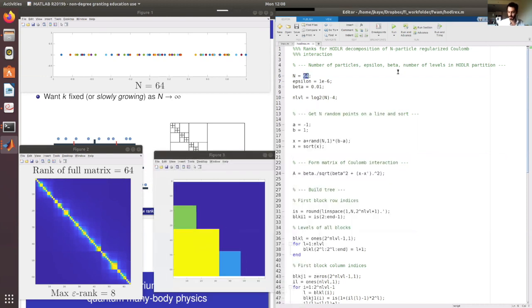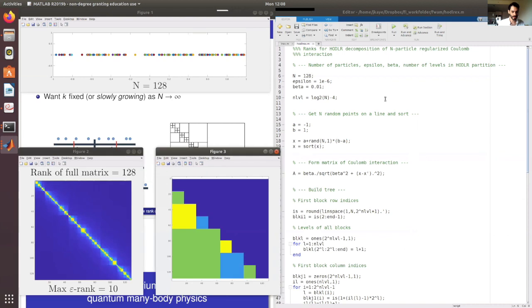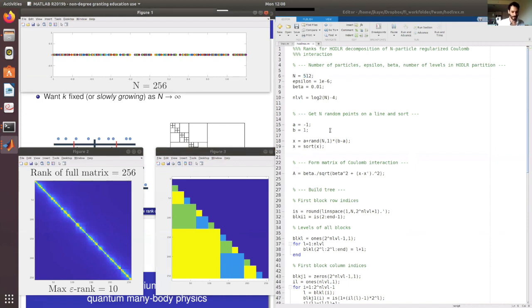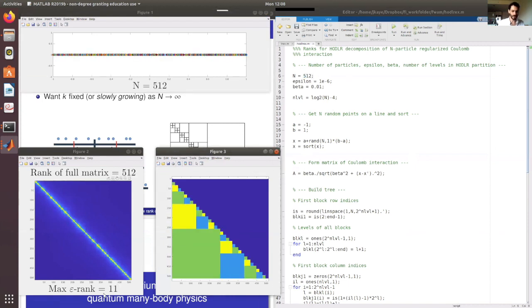So now let's go to 128 particles. Now we've increased the epsilon rank only to 10. Here's the partition. Let's keep doubling. Okay, they're random particles, so the epsilon rank went back down to 8. Let's try again. Okay, it's 10. Matrix is still full rank. Go to 512. We go to 11. Eventually, this will stabilize, and clearly we're getting a lot of compression here.